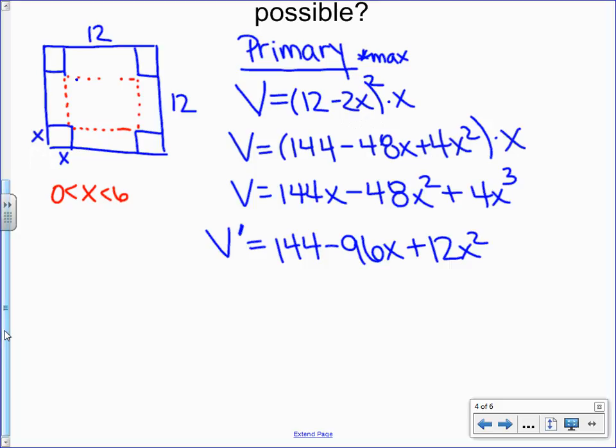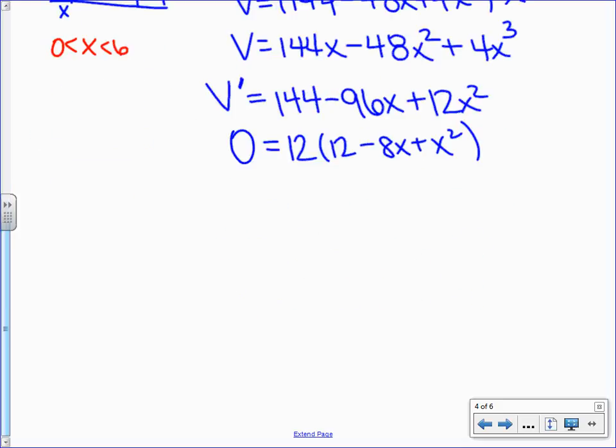So back to our derivative. Why do we take the derivative? Okay, we need to find our critical points. So what should we do with our derivative? First, we would set it equal to 0. Then we could factor out a 12. Okay, so we can divide that 12 off. I'm going to rewrite this: x squared minus 8x plus 12.